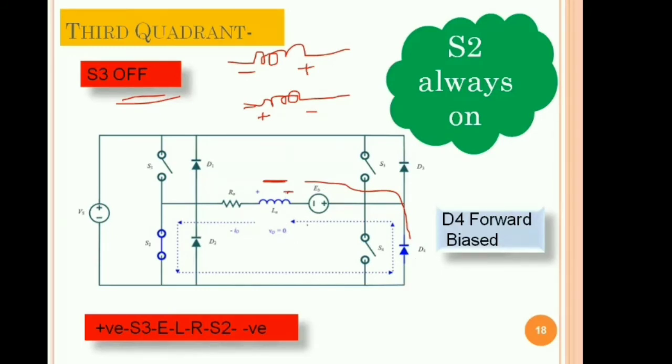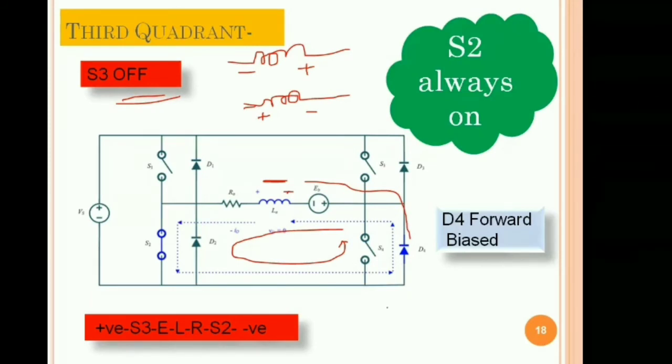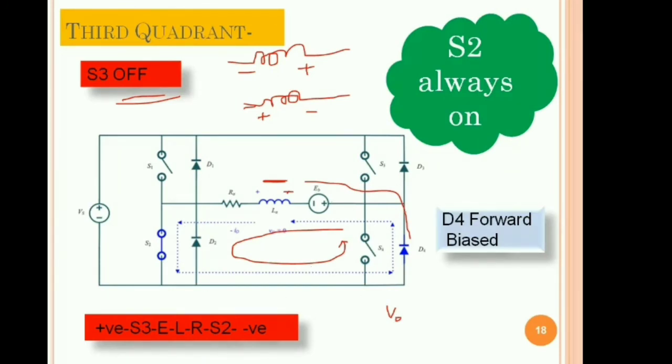Now the direction of the current is mentioned in the dotted blue color line. In this way the direction of the current flow is going. Now here also we can notice the output voltage, since it will be acting as a short circuit. No supply is involved, only the inductor is discharged. So at that time there is no voltage.